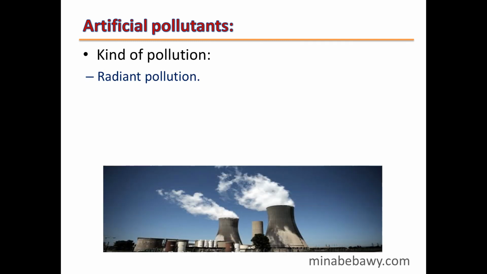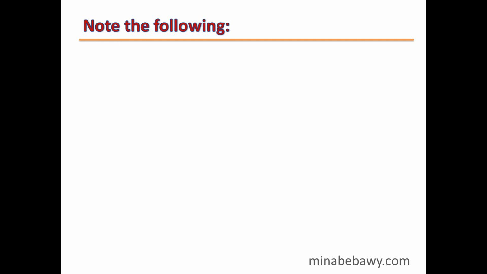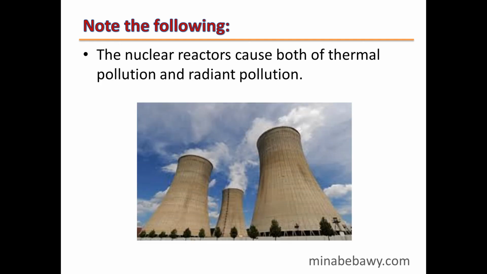The final type of artificial pollution is radiant pollution. Its causes: leakage of radioactive materials from nuclear reactors, and dumping of atomic wastes in oceans and seas. Note the following: the nuclear reactors cause both thermal and radiant pollution.